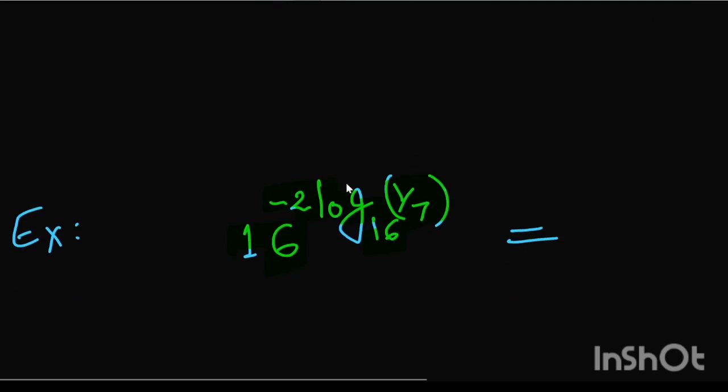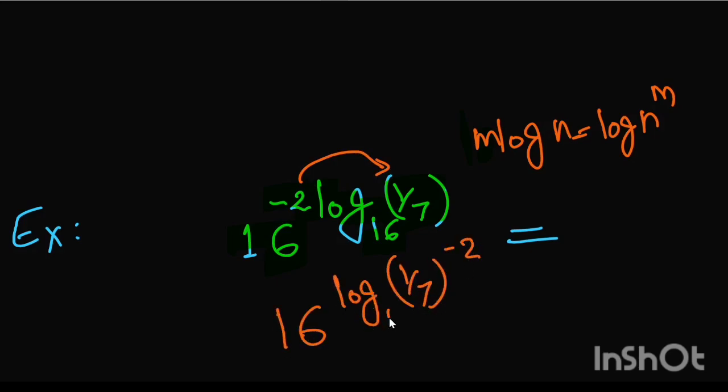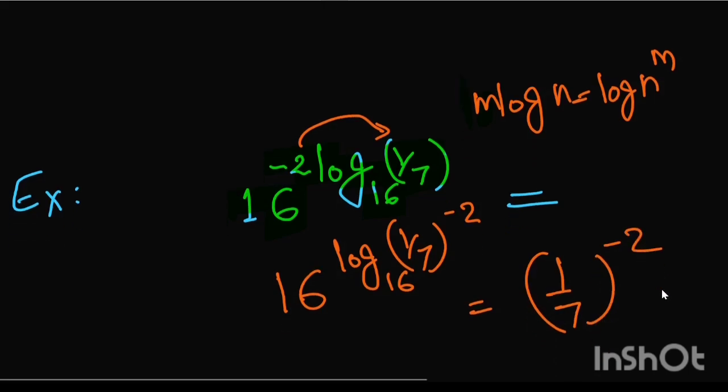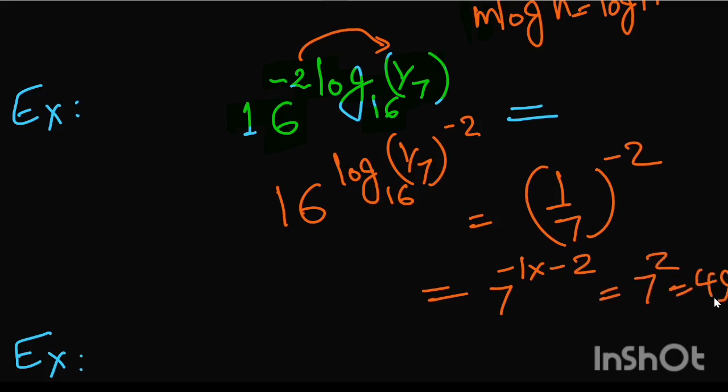So again, using the property m log n is log n to the power m, minus 2 will go in the power of 1 by 7. So 16 to the power log of (1 by 7) to the power minus 2 base 16. Now here again both are the same, 16 and 16. So the answer is 1 by 7 to the power minus 2, which is 7 to the power minus 1 into minus 2, equal to 7 square, 49 is the answer.